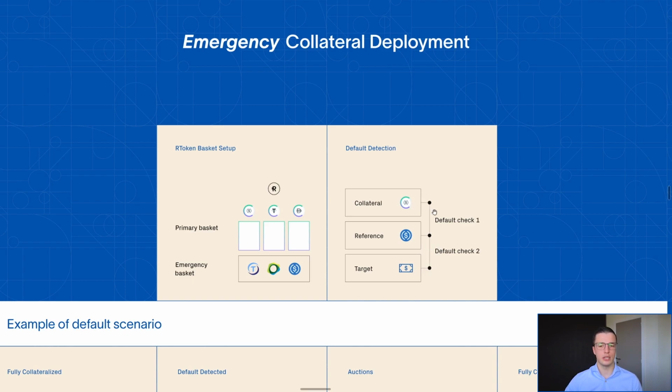For example, cUSDC is designed to increase monotonically against USDC. So if at any point in time the price of cUSDC would start decreasing against USDC, that means that there's a hack in the Compound smart contracts or a bug is being exploited or whatever. In that case, the protocol will raise the default flag, and we're going to look, in a second, at what happens then.